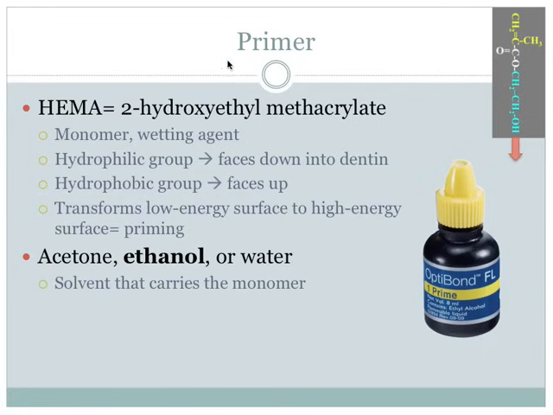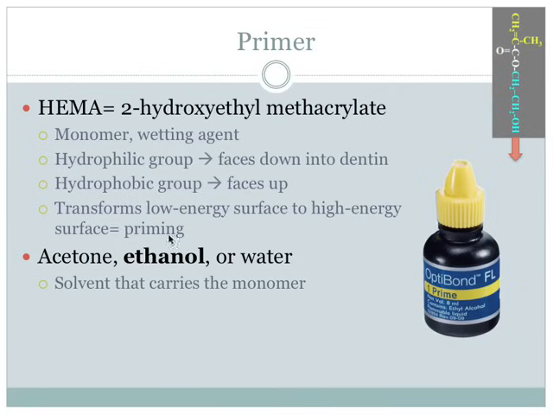So primer is our next step. If we were talking about doing this as a process, after the etchant, we would place the primer, which is sometimes HEMA, hydroxyethyl methacrylate is what it stands for. And this hydrophilic group with the OH will face down into the dentin or the enamel tooth structure with the hydrophobic end facing up. And this transforms the spongy low-energy surface into a high-energy surface, and that's basically the priming process.